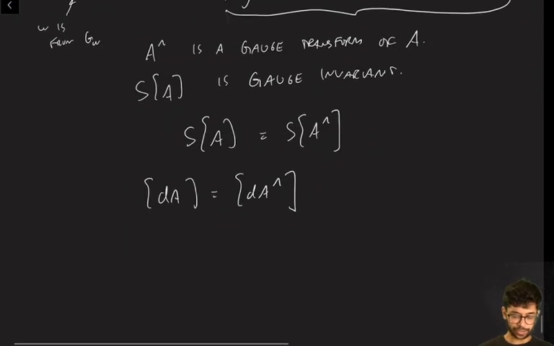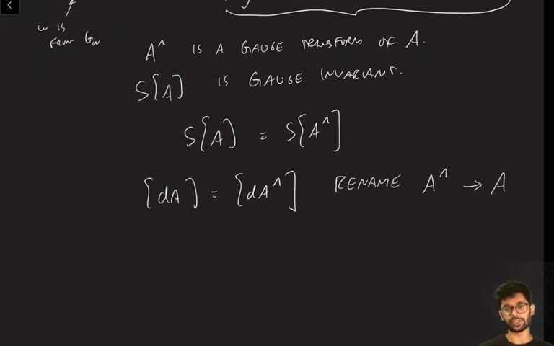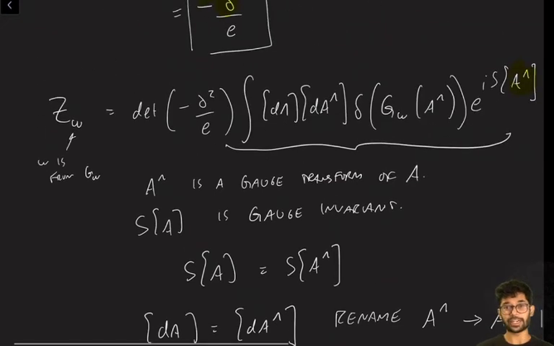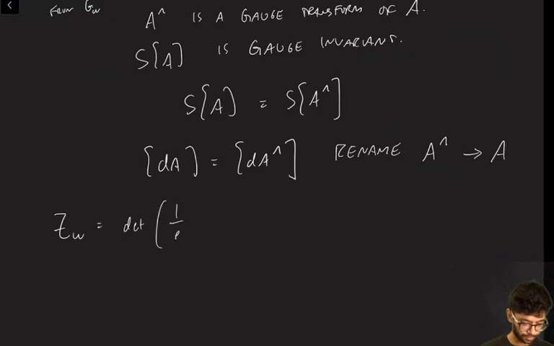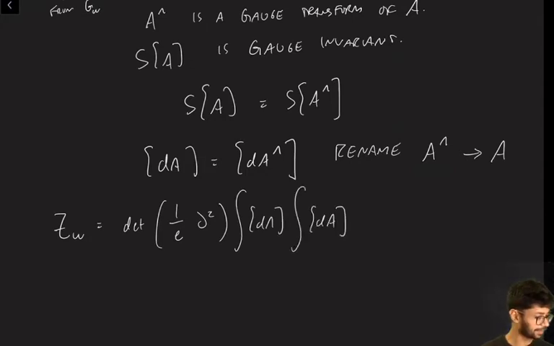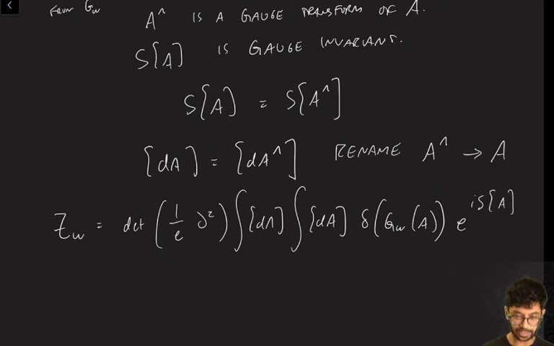So finally, for my last trick, let me rename A lambda back to A. Which I can do, that's totally fine. After all, this is just a variable that I'm integrating over. I can call it whatever I like. After doing all those steps, what I find is that Z sub omega is equal to the integral 1 over e delta squared, integral d lambda, integral dA delta g omega of A times e to the iS of A.